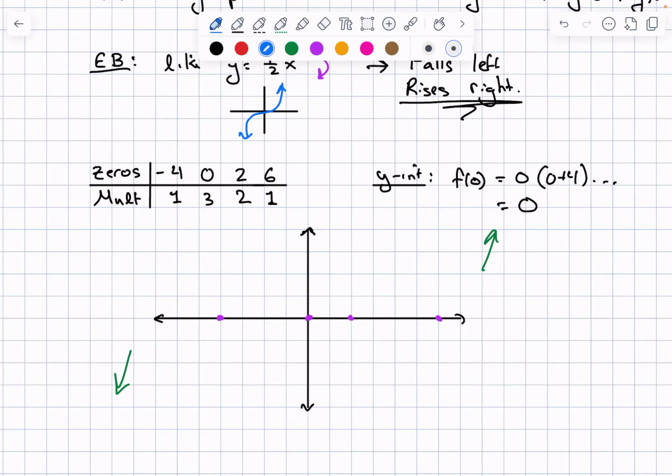Now we're going to start working through it. So we start down here and we have to move up to our 0 at -4. That has a multiplicity of 1, so we should cross through. And we get to decide how much we go up. It's your choice, but then eventually it has to come down. Now, 0 has a multiplicity of 3, which means that it'll also cross through, but it'll be more wiggly. So it's probably going to look like that.